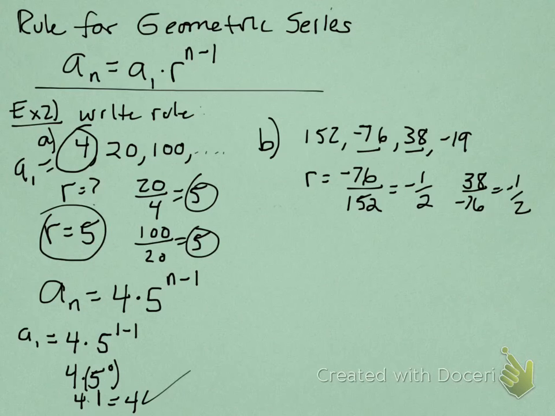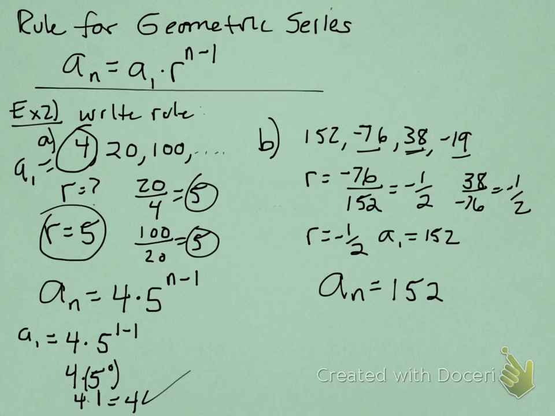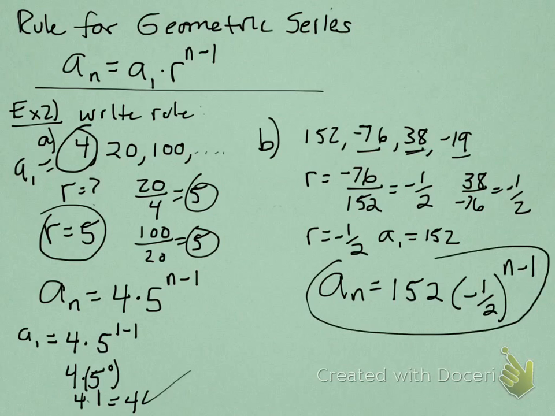And so on it would be if we did negative 19 divided by 38. It reduces to negative 1/2. So I know my r value is negative 1/2. I know my first term is 152. So my rule for the nth term would be a sub n is my first term, 152, then in parentheses, I'm going to put my r value, negative 1/2, to the power n minus 1. This would be my rule. We can generate many terms of that sequence by using it.